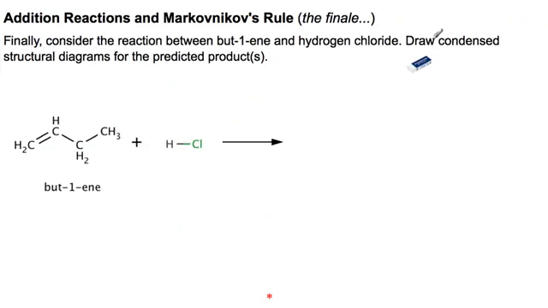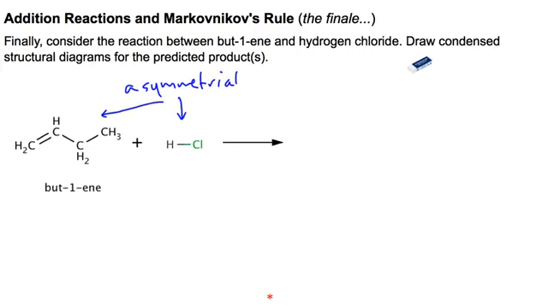Well, let's go to our next example. So this is where things perhaps change a little bit. Well, they do change a bit. So again, but-1-ene, our asymmetrical organic reactant, and now we have HCl, and so HCl is asymmetrical. So that's an asymmetrical inorganic reactant, and so we have two asymmetrical reactants. So again, I'm going to give you a minute, just maybe pause the video and come up with the product or products for this reaction.